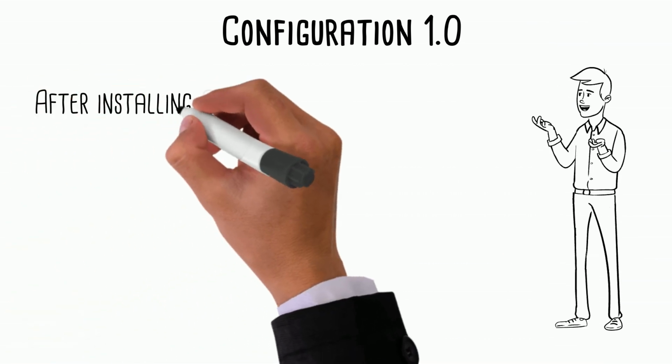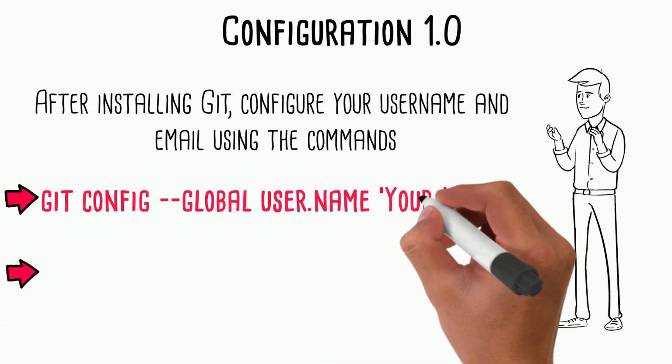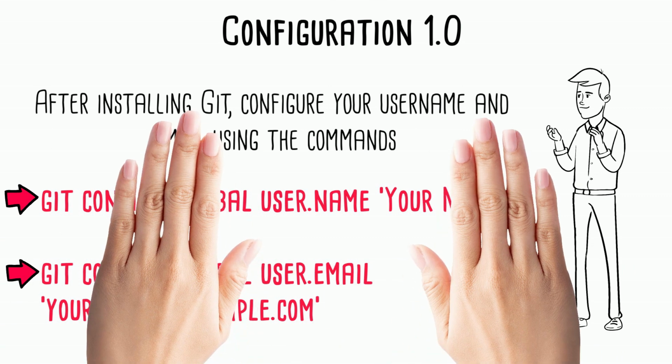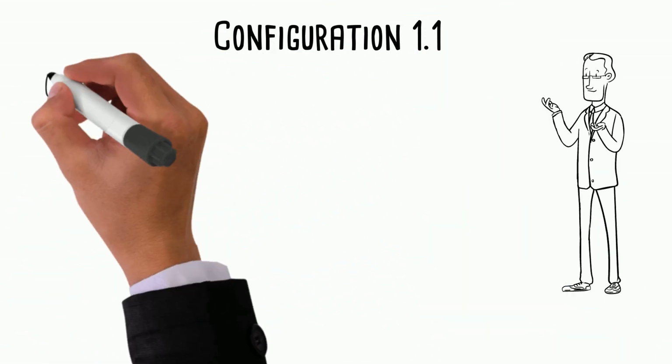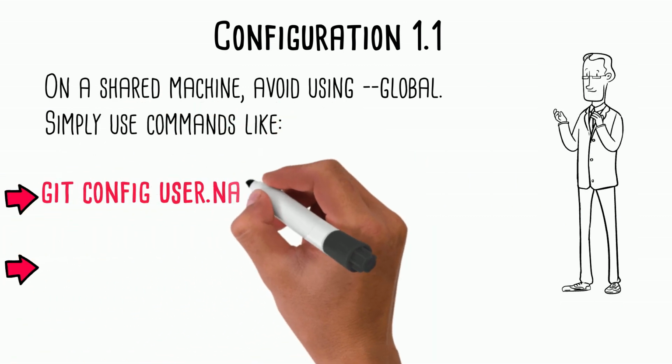Now it's time to configure Git. After installing Git, configure your username and email using the below commands. If you are on a shared system, avoid using --global and use the below given commands.